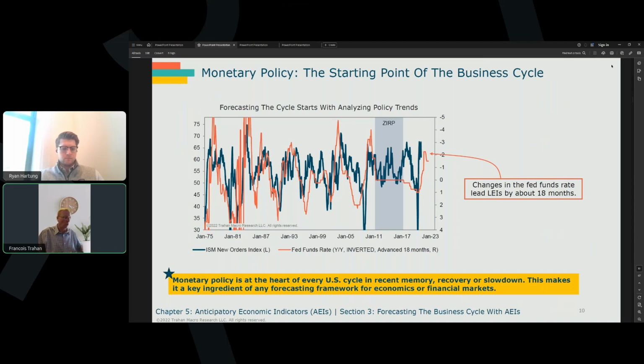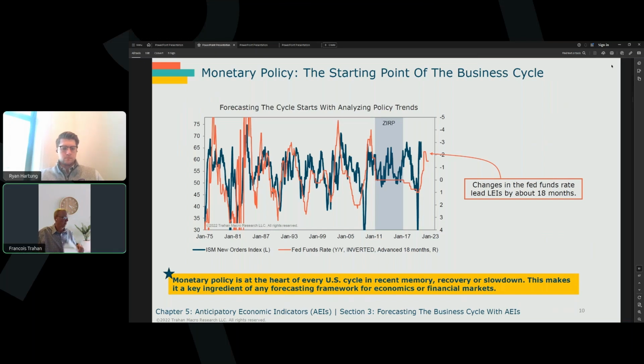So this is the very first one I put together. And it's pretty clear that Fed policy helps you understand the future trajectory of leading indicators like the ISM new orders. That means that anything that looks like the Fed funds rate, you can use to try to garner insight on the future.